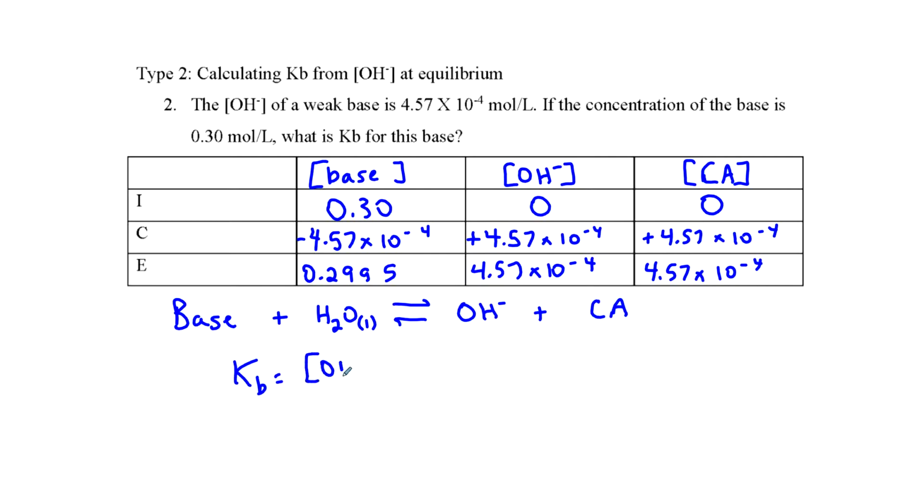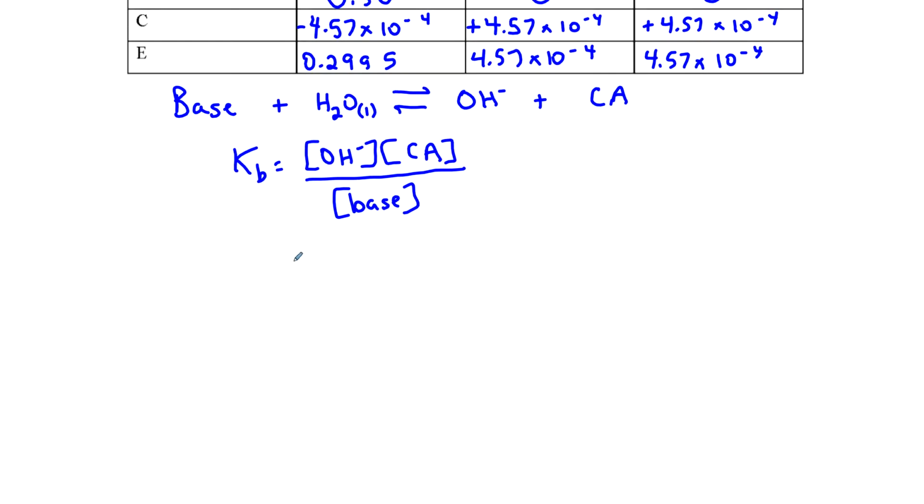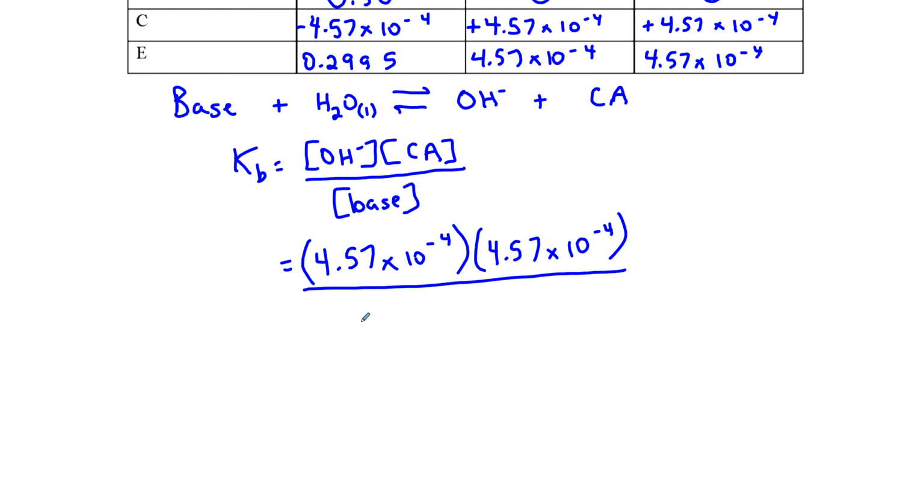All right, so now we can calculate Kb. So we're going to take our OH negative concentration multiplied by the conjugate acid concentration divided by the concentration of the base. So let's plug in what we know. 4.57 for both of these guys times 10 to the negative 4. So you can either put squared or you can write them out twice. Either way would work. And we're going to divide by that value. And when we do that, we get 6.97 times 10 to the negative 7.